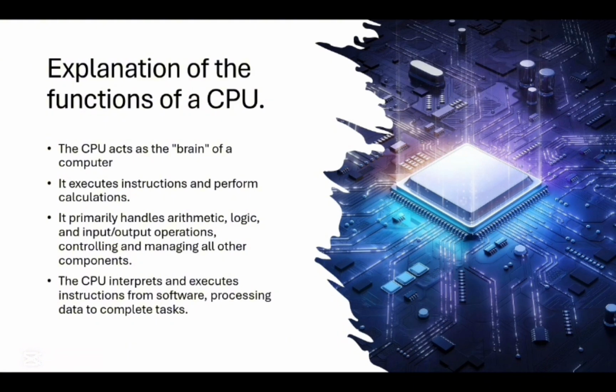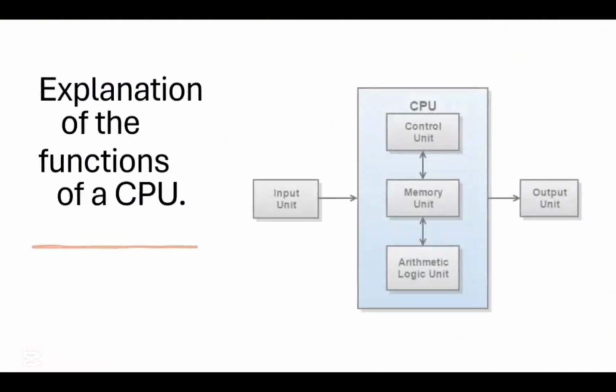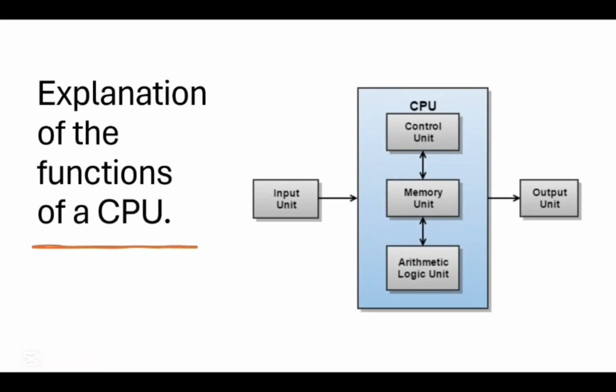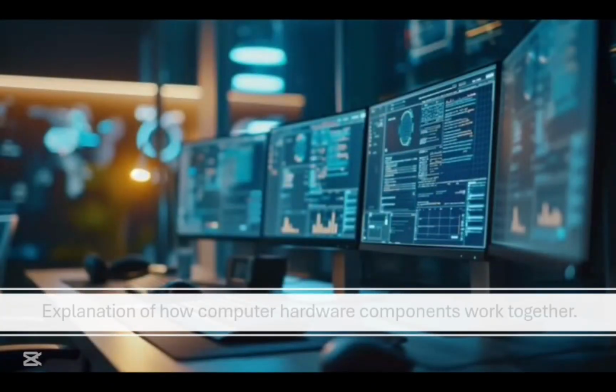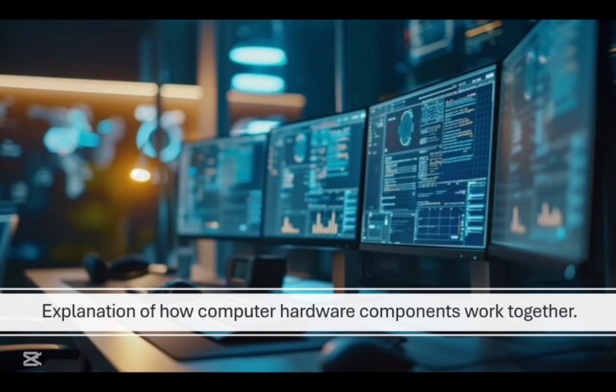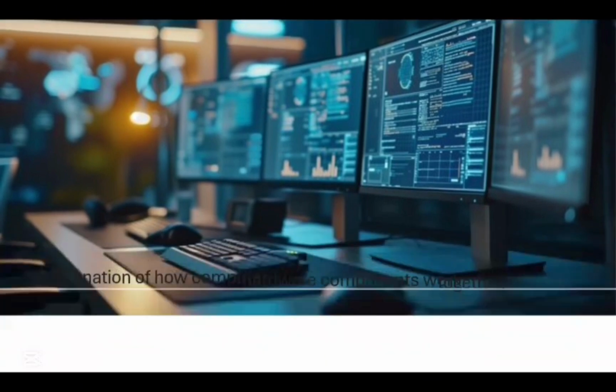CPU block diagram image. This block diagram illustrates the CPU's central role, interacting with input, memory, and output units. Abstract CPU image. Moving on, let's discuss how all the different parts of a computer work together. Computer monitors image. This brings us to the explanation of how computer hardware components work together.